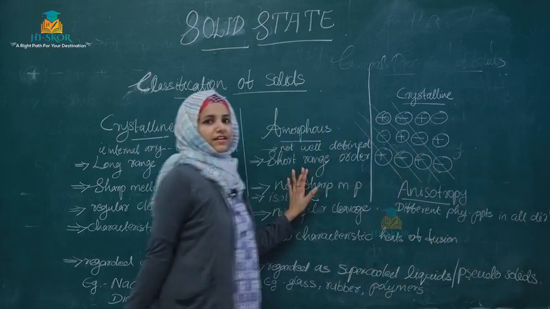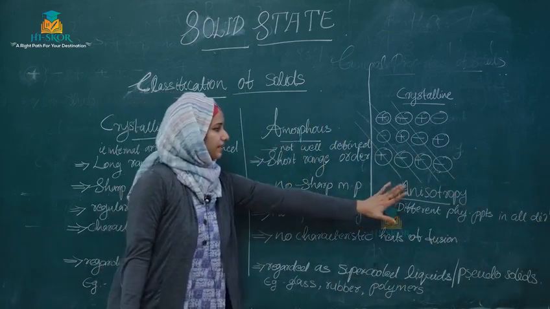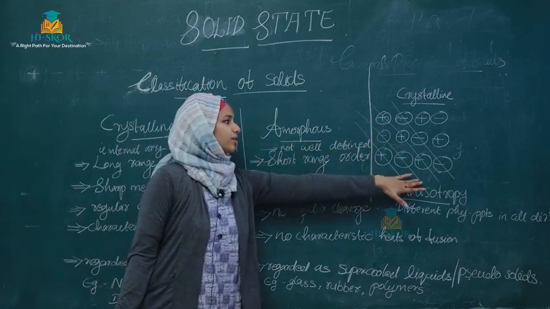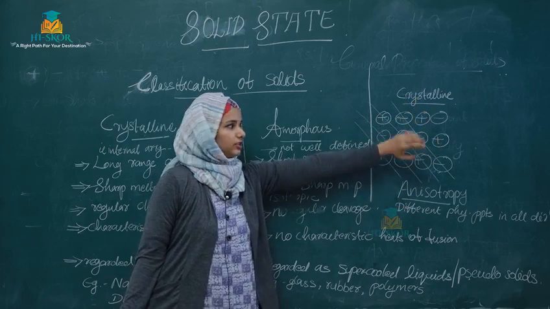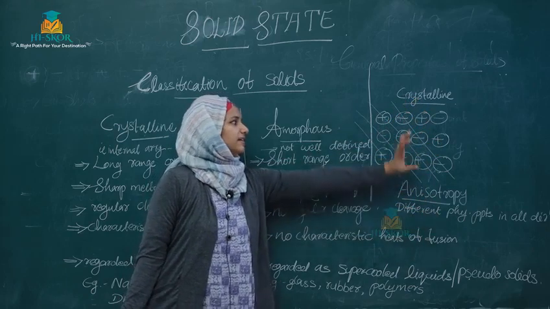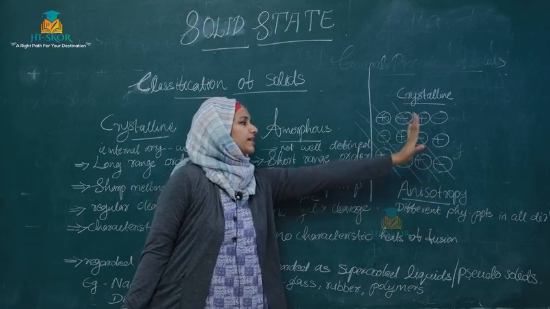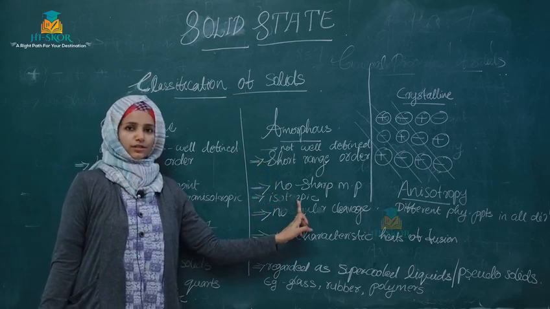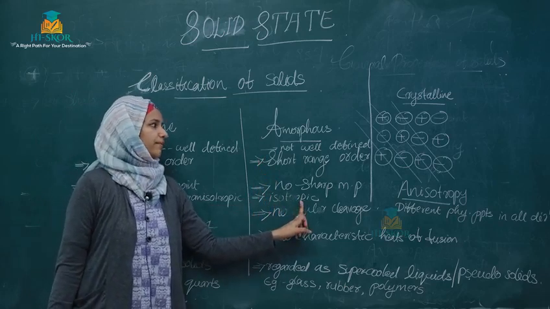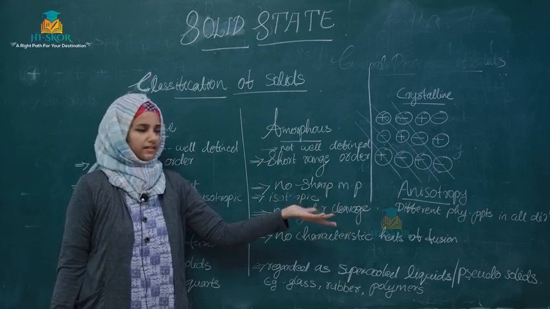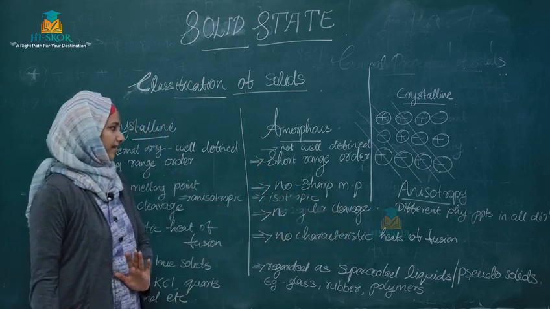So, different physical properties in all directions. That is in the case of crystalline solids, because they have a regular arrangement. So, they are anisotropic in nature, that is, different physical properties in all directions. But what about amorphous solids? They are isotropic in nature. What is isotropy? Same physical properties in all directions, that is what we call isotropic in nature.